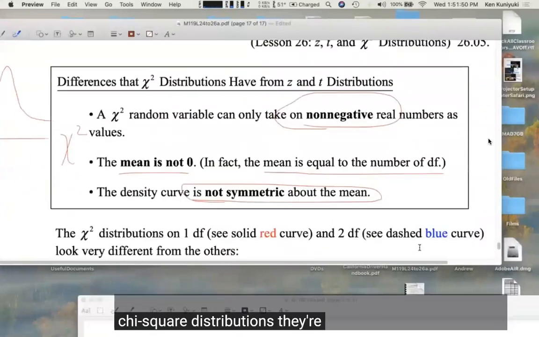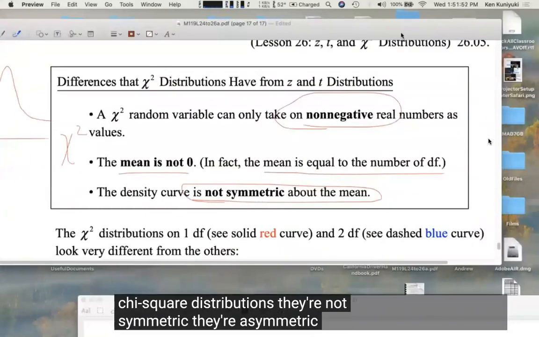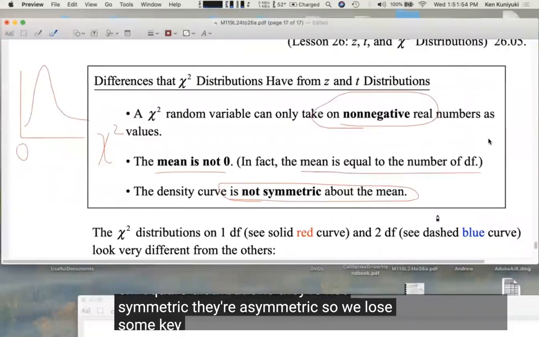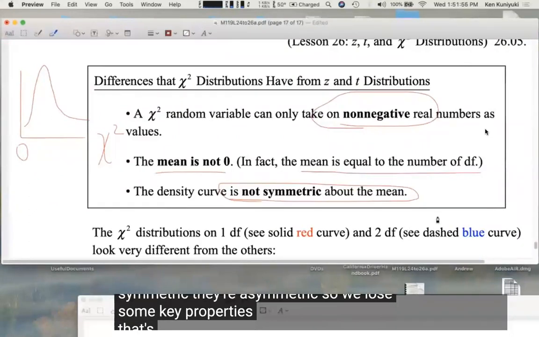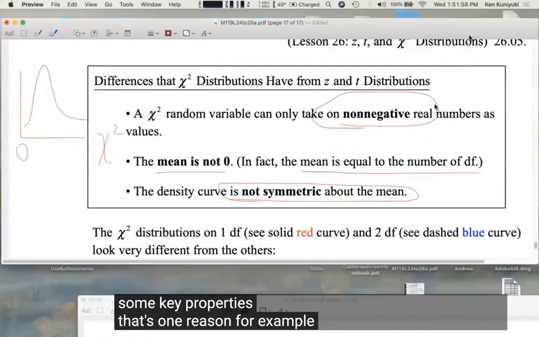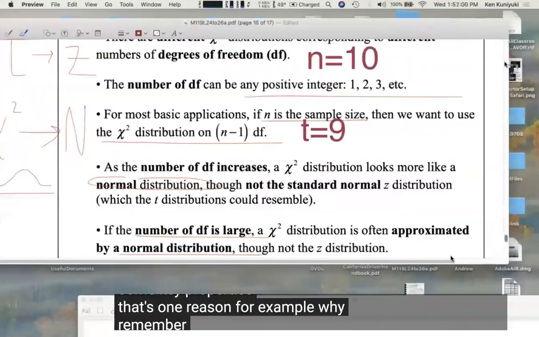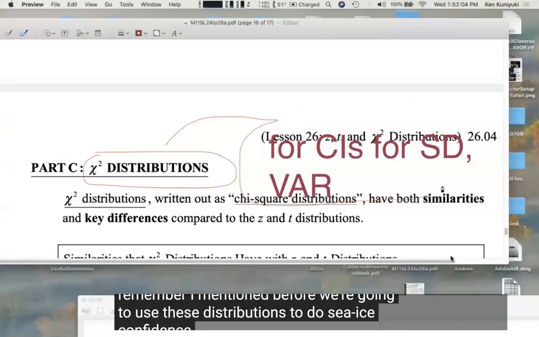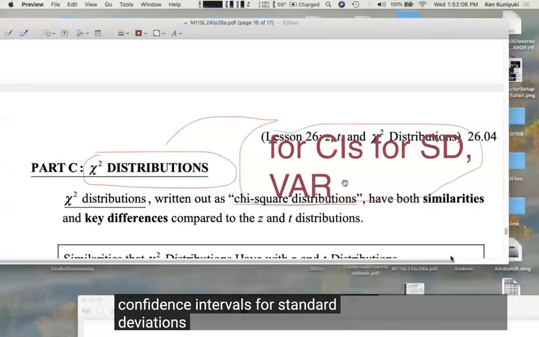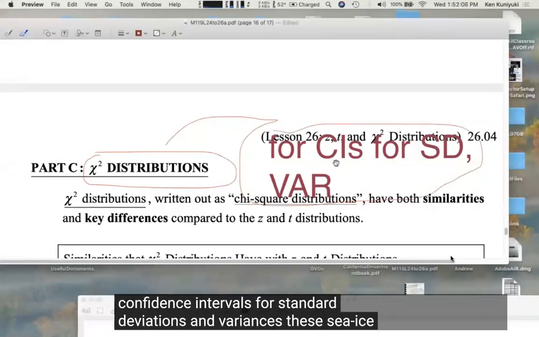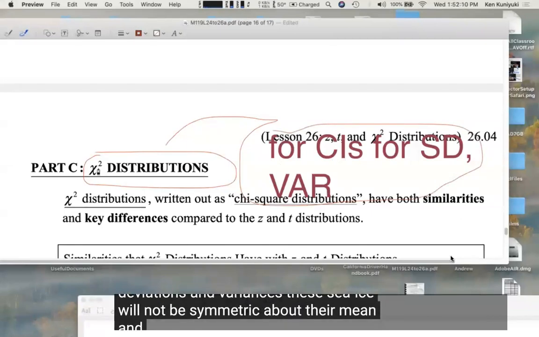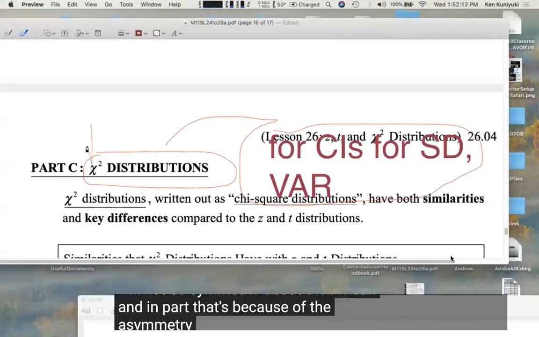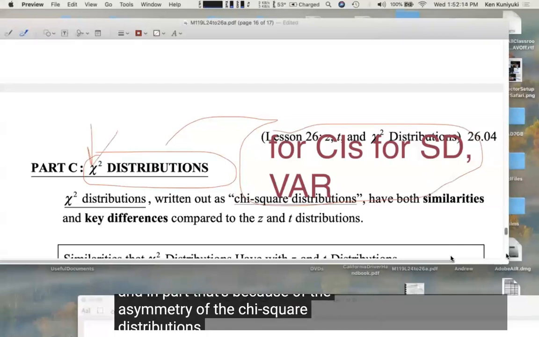Chi-square distributions are not symmetric, they're asymmetric. So we lose some key properties. That's one reason, for example, why, remember how I mentioned before, we're going to use these distributions to do CIs, confidence intervals, for standard deviations and variances. These CIs will not be symmetric about their mean. And in part, that's because of the asymmetry of the chi-square distributions.